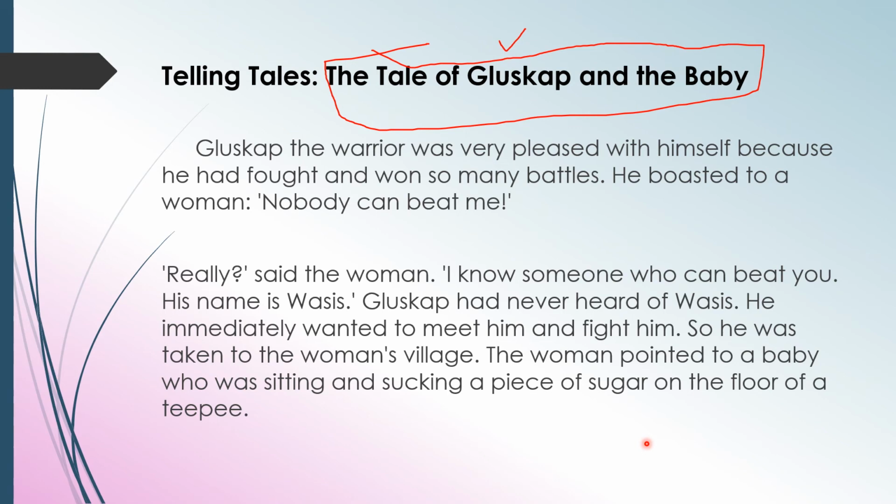Okay, these two passages are the first sections of the story. So here we are talking about Gluskap. During reading, you have to take all the information which is referred to in a written text. Then you can understand and comprehend the text. Gluskap the warrior was very pleased. So you can understand that Gluskap is a warrior, and he was pleased. A warrior becomes happy when he has fought and won so many battles, not only fighting but also winning them makes a warrior happy and pleased.